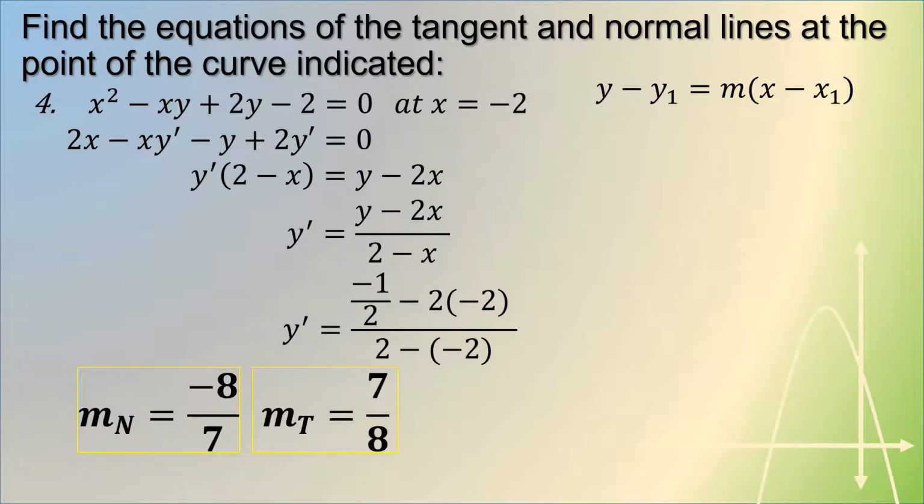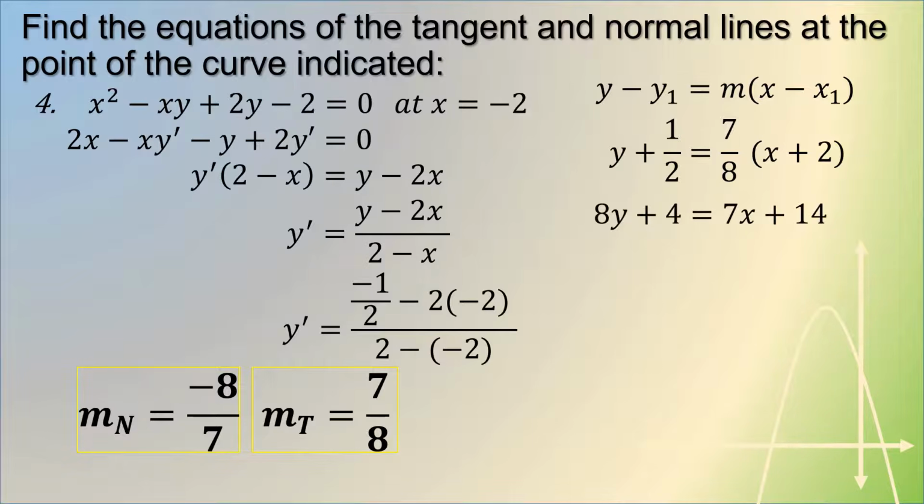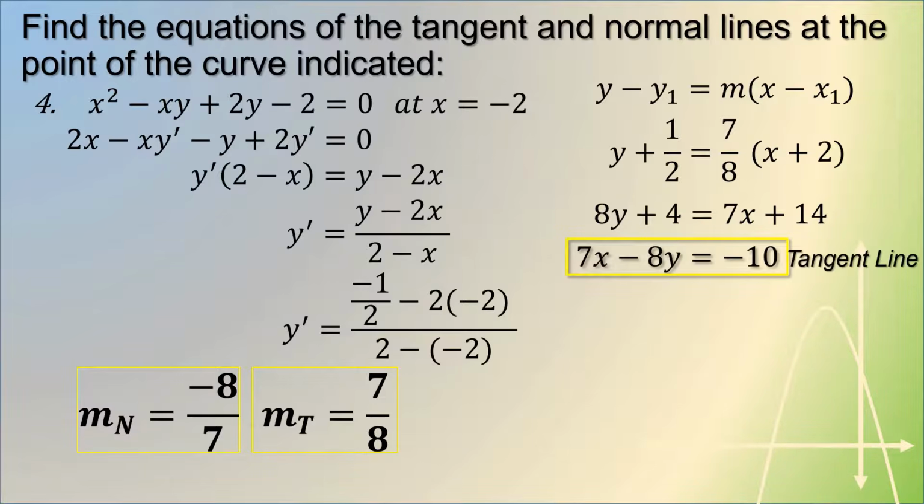Solving for the equation of our tangent line using 7 over 8. So that is y plus 1 half is equal to 7 over 8 times x plus 2. Removing the fraction by multiplying our equation by 8. So that is 8y plus 4 is equal to 7x plus 14. And then 7x minus 8y is equal to negative 10 is our equation for our tangent line.